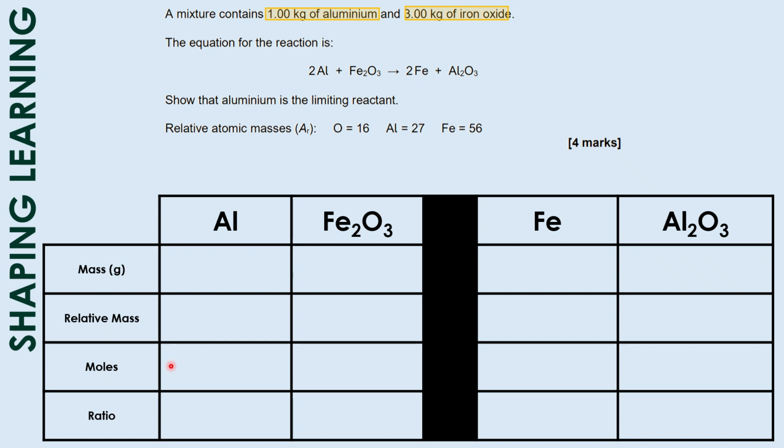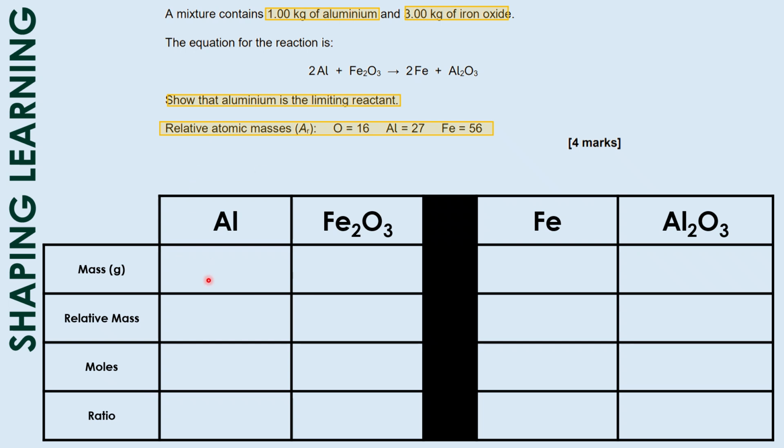Now it's asking us to show that the aluminium is the limiting reactant. So actually we're showing we've got iron oxide left over if we react this amount of these together. So we can do that using this process again. First step, again, work out the number of moles of each of those that you have.